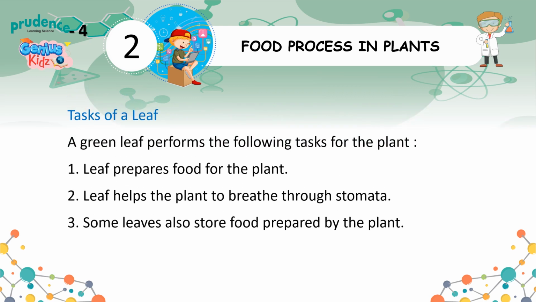Tasks of a leaf. A green leaf performs the following tasks for the plant. 1. Leaf prepares food for the plant. 2. Leaf helps the plant to breathe through stomata. 3. Some leaves also store food prepared by the plant.